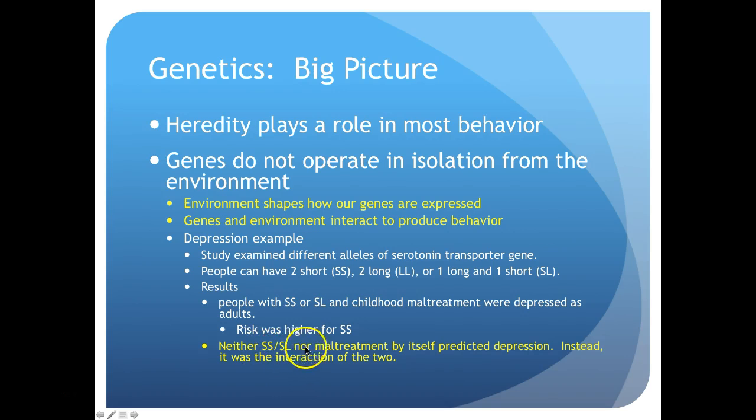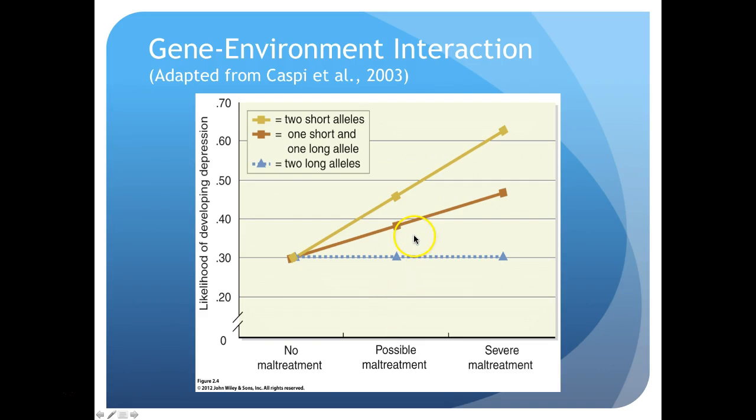However, neither SS or SL nor maltreatment by itself predicted depression. It had to be both. So you had to have a diathesis and then the stress of the maltreatment. Here's a graph that shows this interaction. With no maltreatment, you have a certain amount of depression, but there's no variation in terms of genetic variation. When you get severe maltreatment, if you have a certain kind of gene, it doesn't increase the likelihood very much, if at all, of developing depression. But if you have the two short alleles of the gene, then when you get severe maltreatment, you react differently, and it doubles the rate of depression.